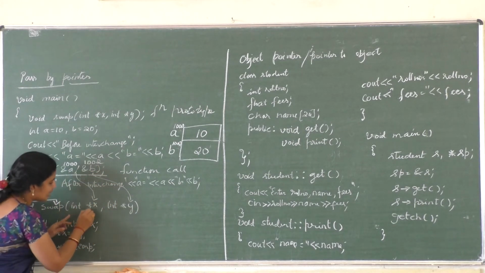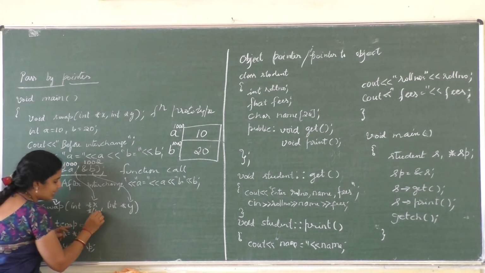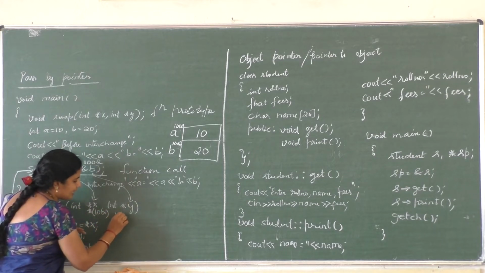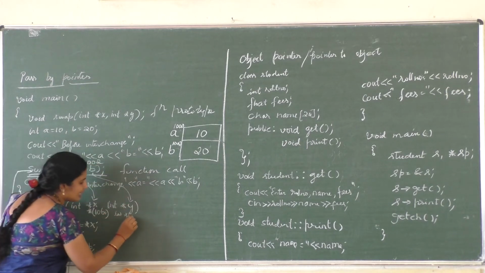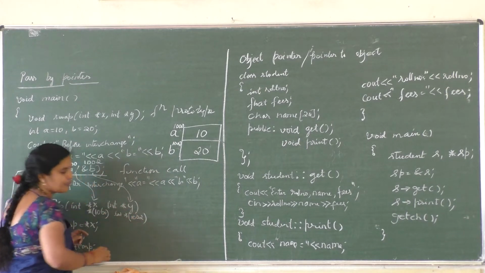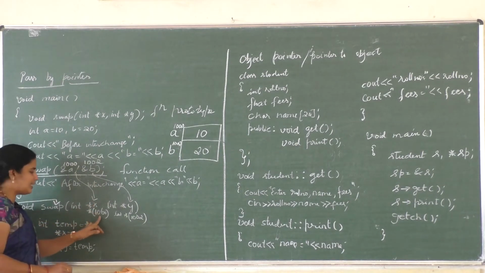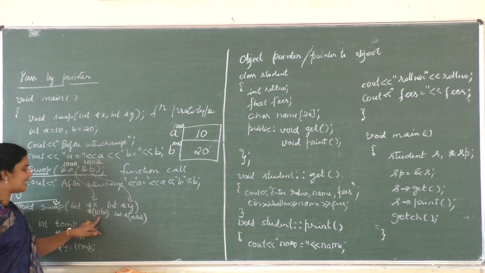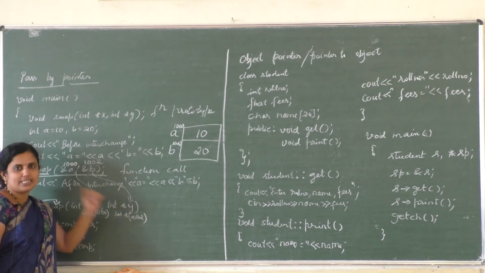So here what do I get? int *x is &a, the address of a, which is 1000. Next, int *y, what is y? The address of b, that is 1002. So here we have x as 1000 and y as 1002. &a is assigned to x, &b is assigned to y. I'll repeat once again.